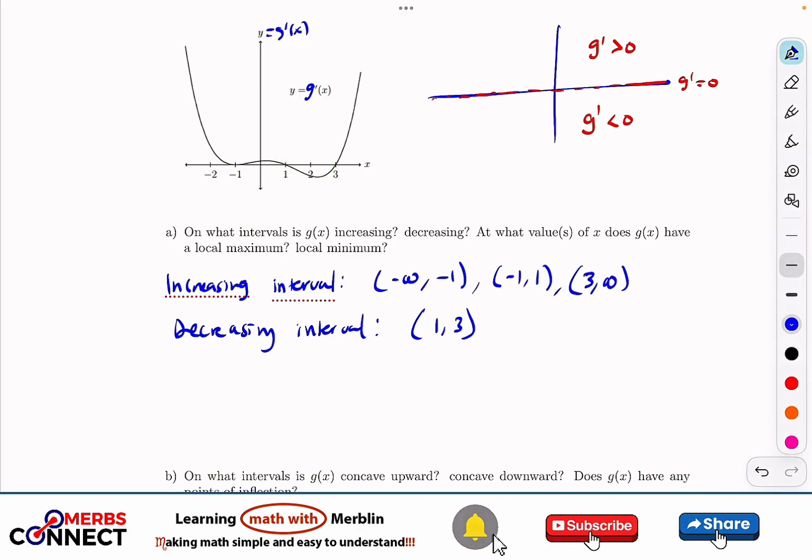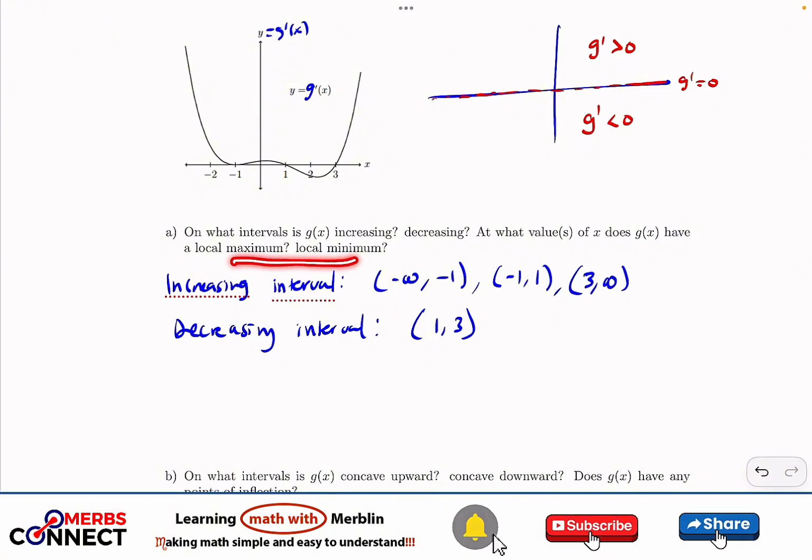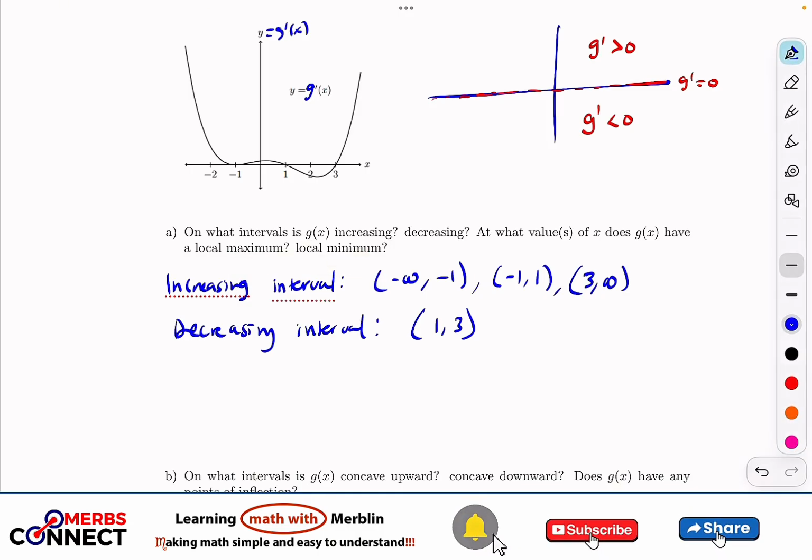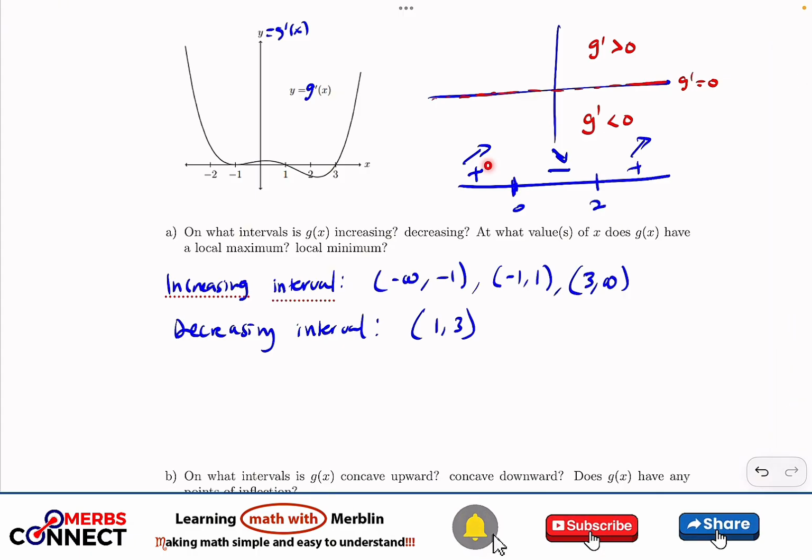That's nice. Now the question is also asking us to find the local maximum and minimum. Don't forget, when we are using a sign chart to look for local maximum and minimum, let's assume that we have 0 here and 2 here. Remember, a local maximum happens when we have positive, negative. Positive means that this is increasing, and negative means that this is decreasing. So if we have something like positive, negative, then we have a maximum. And if we have something like negative, positive, then we have a minimum.